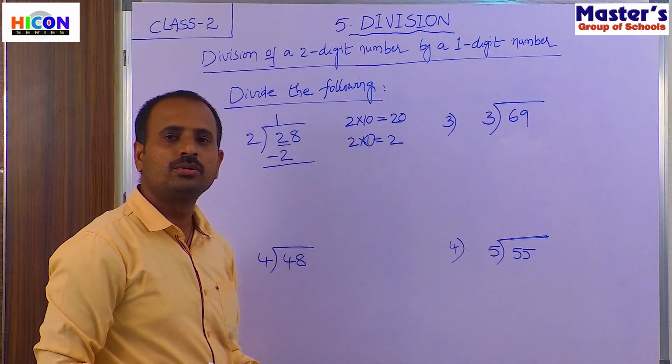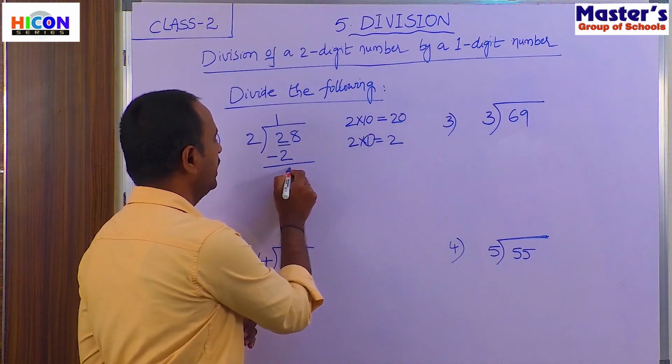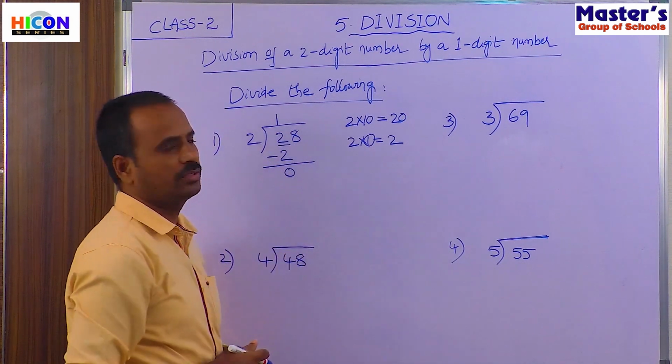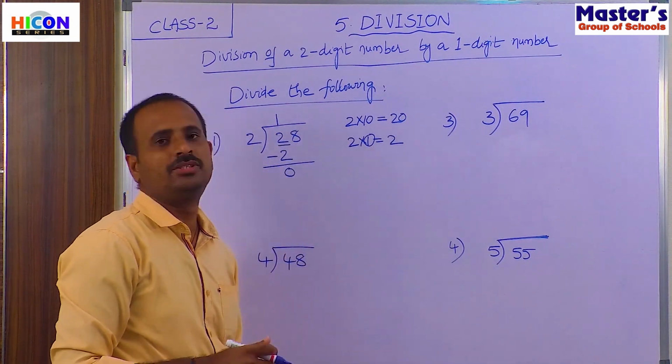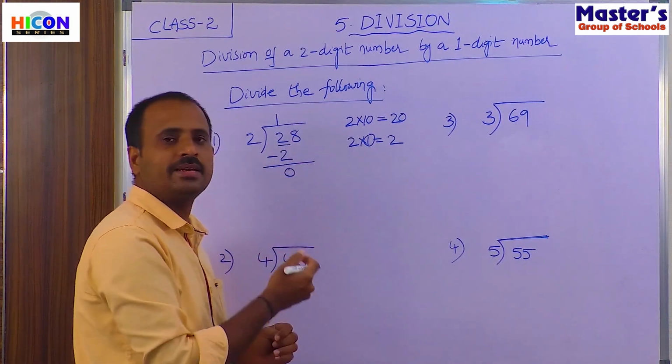How much is 2 minus 2? 0. So write 0 below the first digit. Now go to the second digit. What is the second digit here? 8. So let us bring down the second digit.